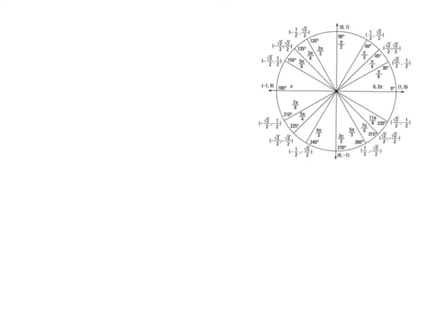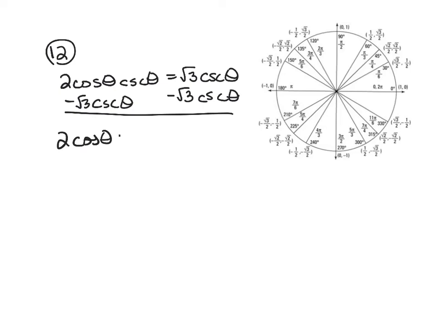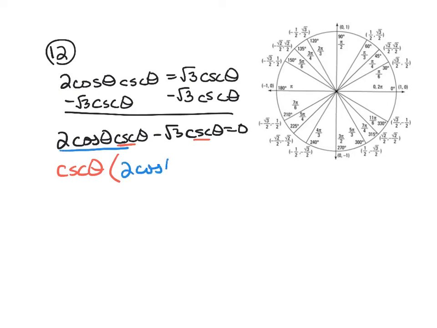Number 12, we have 2 cosine theta cosecant theta equals √3 cosecant theta. So the first thing I need to do is set it equal to 0. So let me move this over. So 2 cosine theta cosecant theta minus √3 cosecant theta equals 0. So I'm going to factor out a greatest common factor, and that's going to be cosecant. So once I divide the first one, I'm left with 2 cosine theta. And the second one, I'm left with √3.